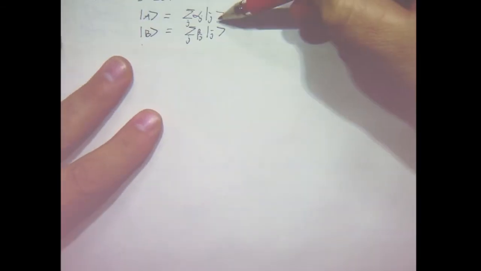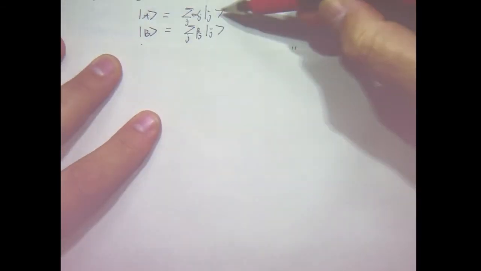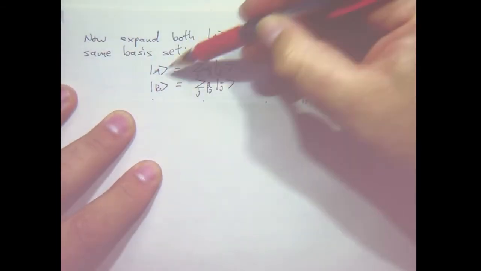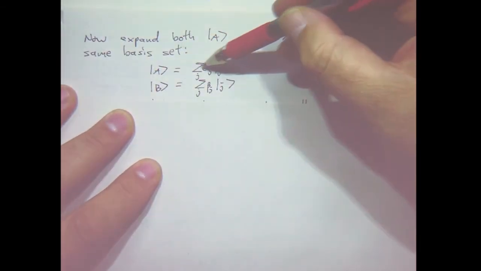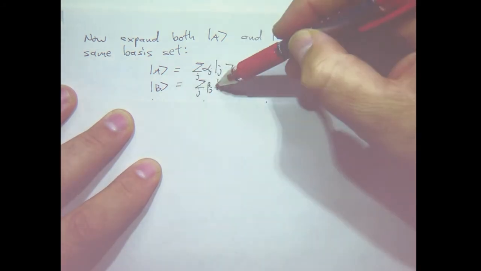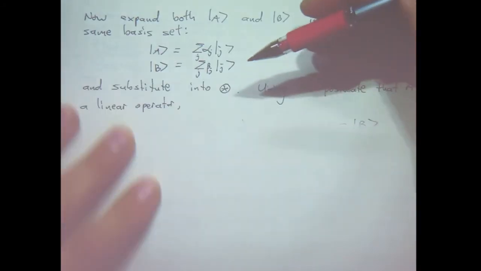Oh, alpha, that's a vector. Okay, so suppose we have two states, A and B, and each is a superposition. Now we're working in this basis, we call this the J basis, okay? We're working in the J basis. A is this superposition, the coefficients are alpha J, and B is this superposition, coefficients are beta J.